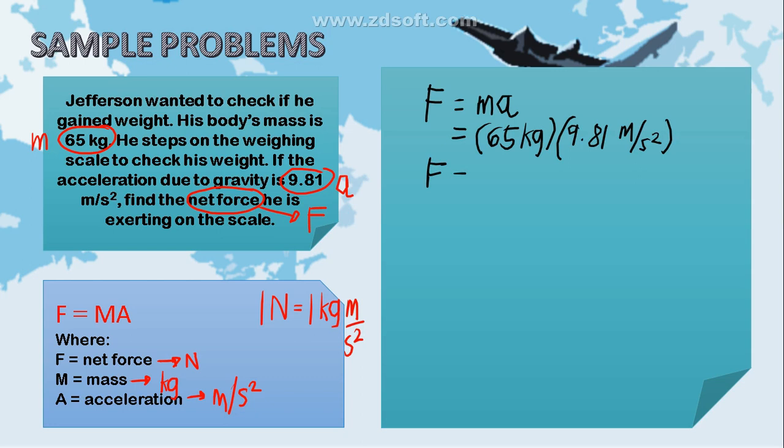And then, check nyo muna if yung units nyo tama. So, kung i-check natin dito, we will come up with kilogram meter per second squared. Ibig sabihin, nasa tamang landas kayo. So, all you need to do is multiply. So, we have 65 multiplied by 9.81. So, we will come up with the answer 637.65. So, kilogram meter per second squared is correct na.